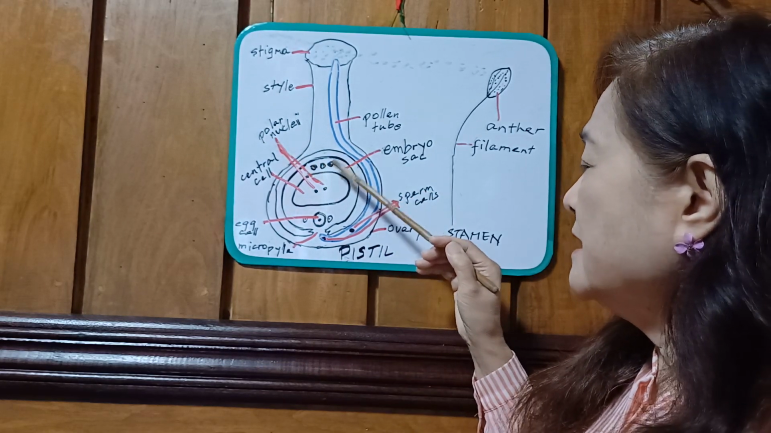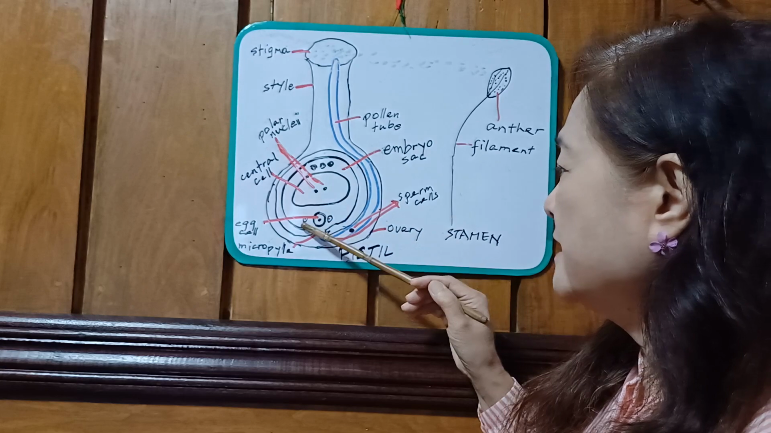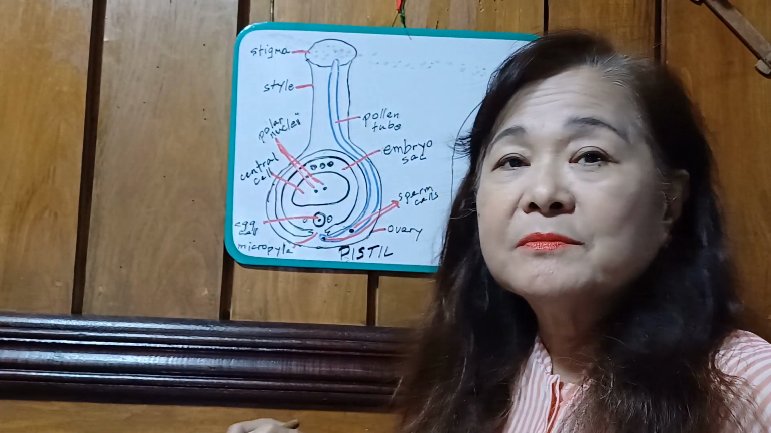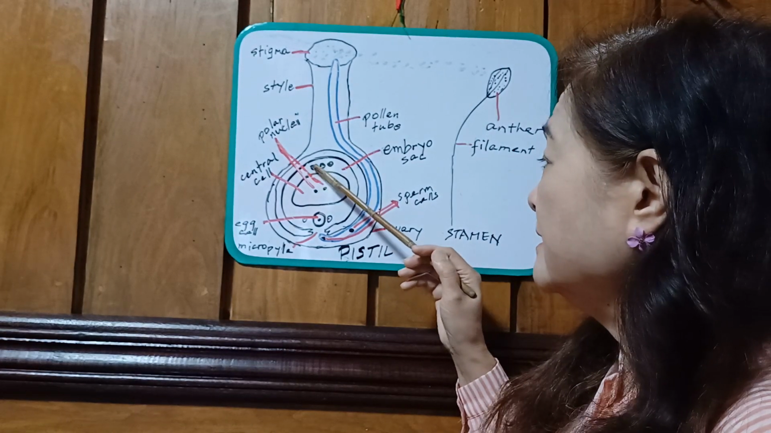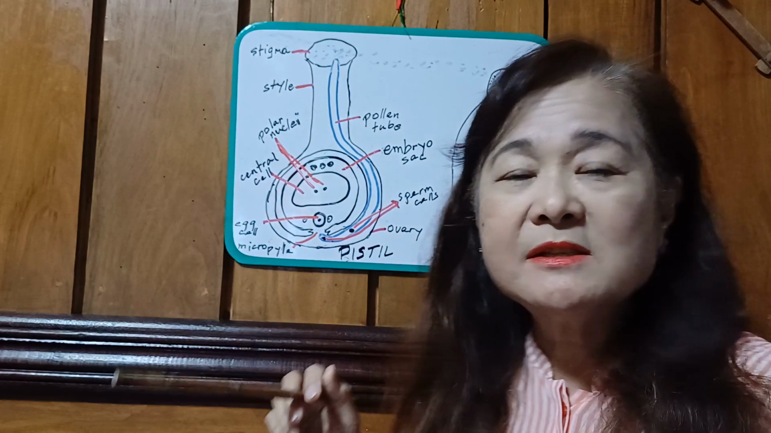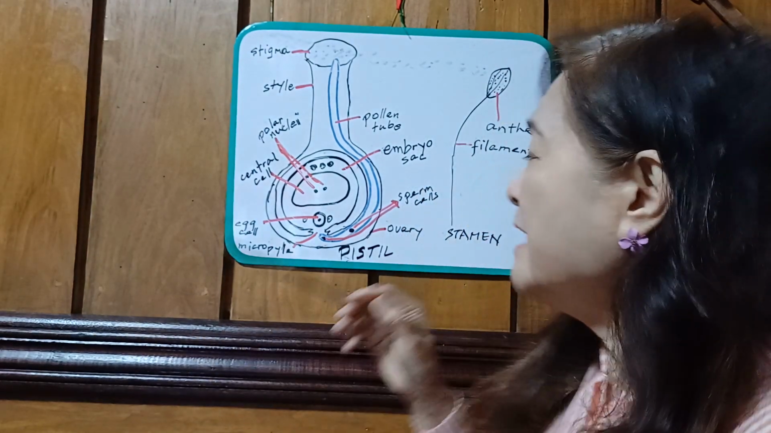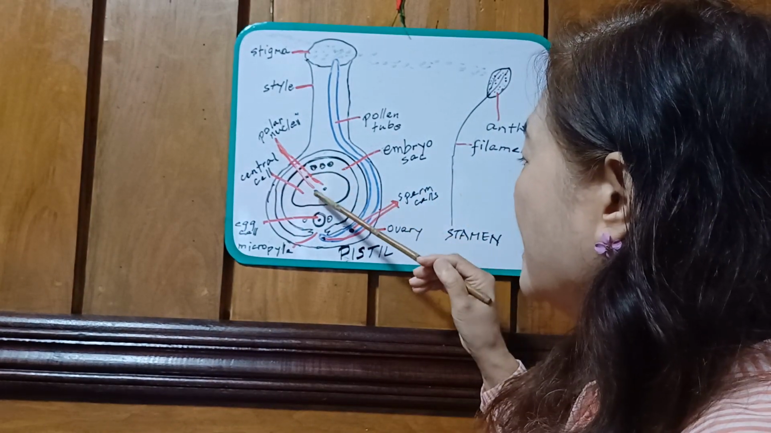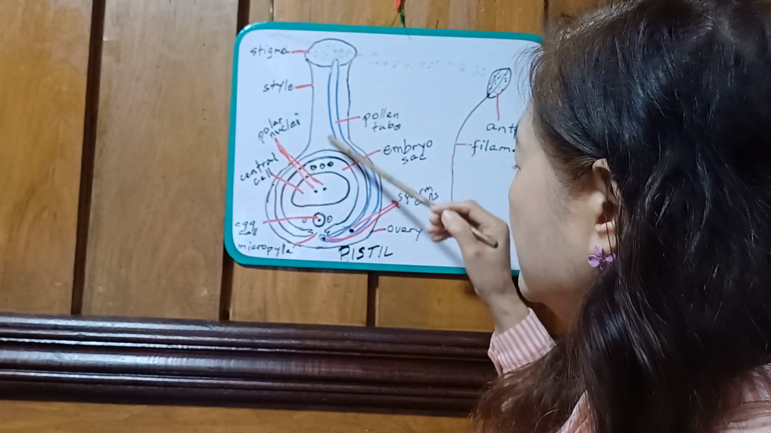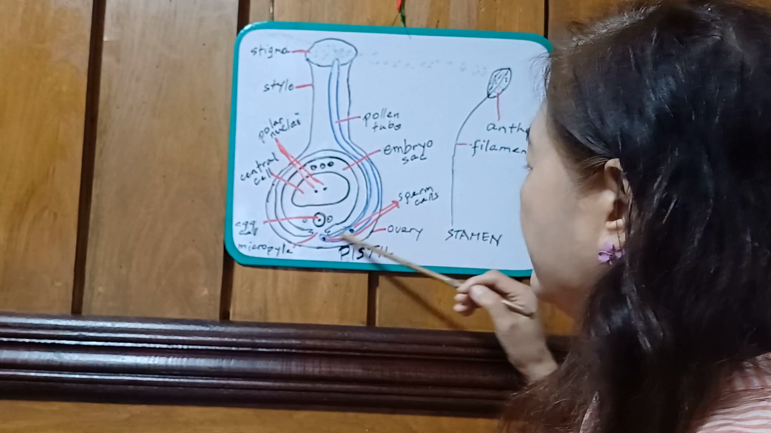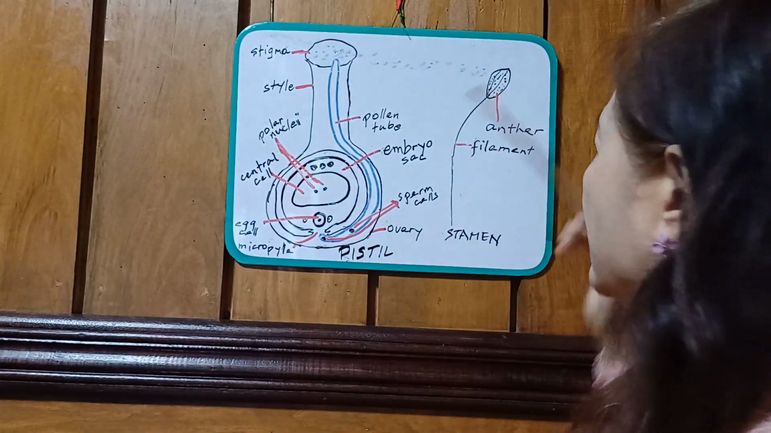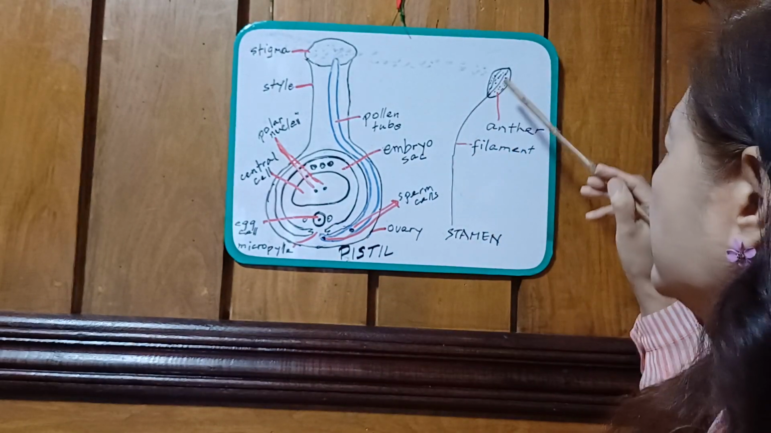Now these other cells, this and this, will disintegrate. They have no function. They will disintegrate because they have too little cytoplasm to support themselves, though they have the same genetic makeup as the polar nuclei and the egg cell. So these are the parts involved in fertilization, which I will be discussing shortly. Now, let me go back to pollination.